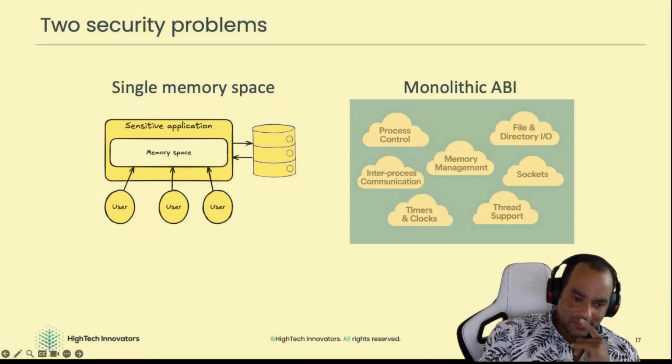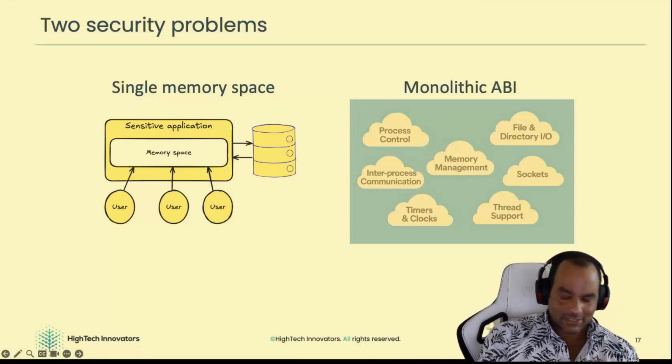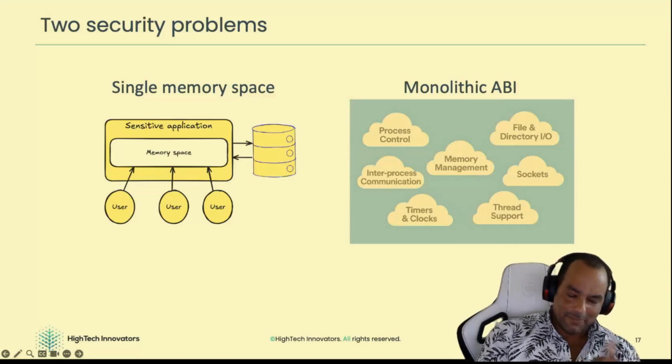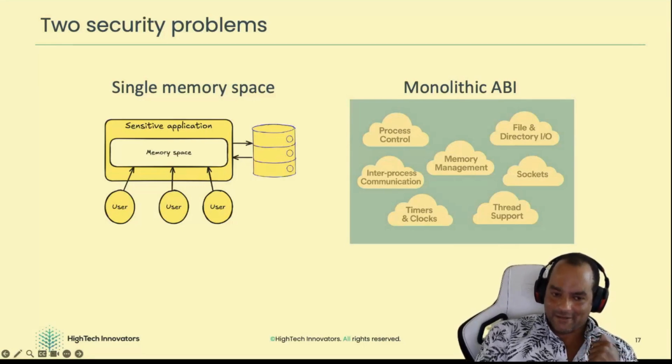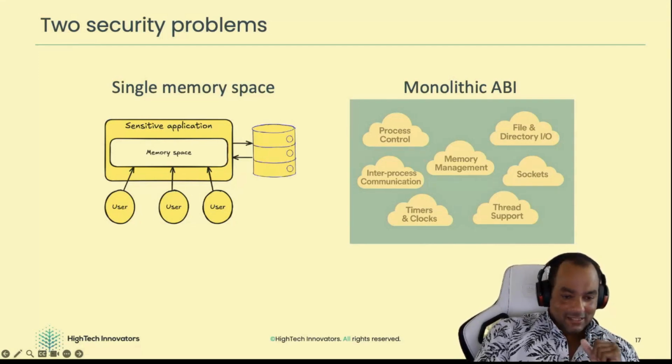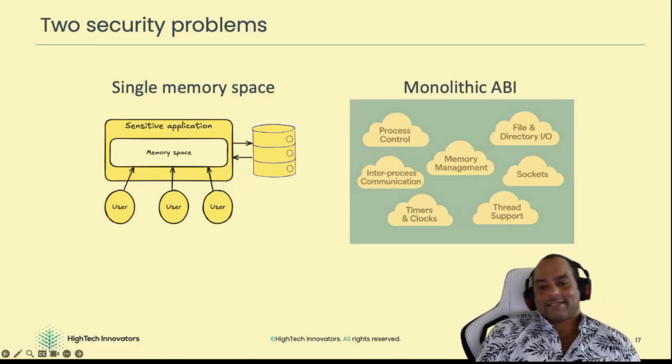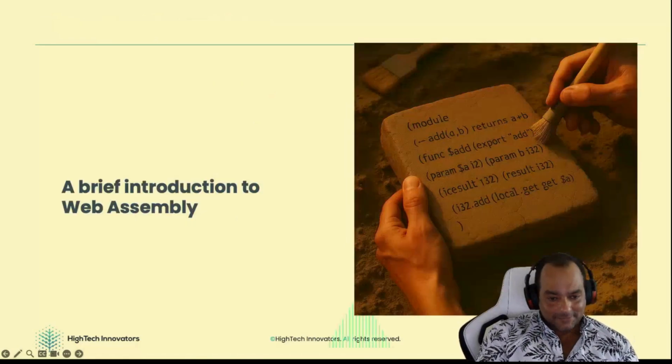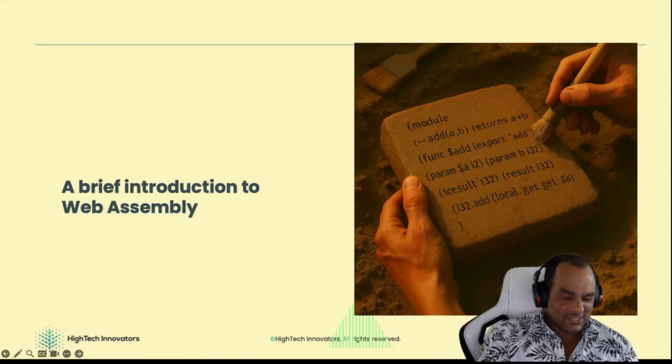So these are the two security problems I have discussed. The single memory space I just talked about, and also the monolithic ABI. That means that you kind of have an all or nothing kind of access to the system. With that in mind, let's get into WebAssembly. I'll just go through a very brief and hopefully concise history.